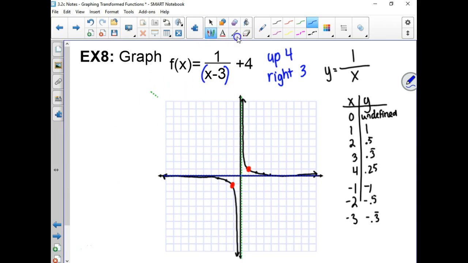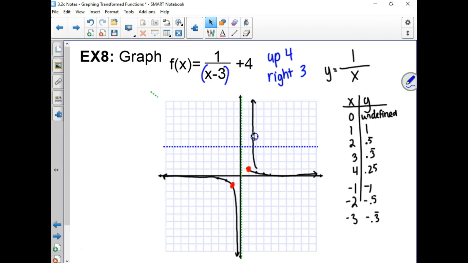What's going to happen here is I've got to move this up 4. When I do that, that horizontal asymptote moves up 1, 2, 3, 4. And I've got to move to the right 3, so that vertical asymptote moves to the right. 1, 2, 3. You don't have to draw in those asymptotes, but you have to make sure your graph doesn't cross them. I usually draw them in as a dotted line because they are not part of the graph.